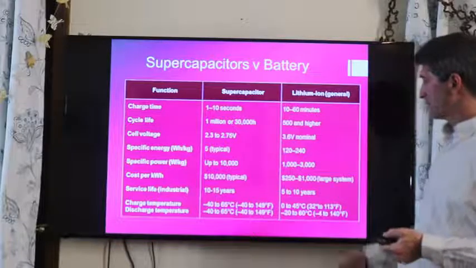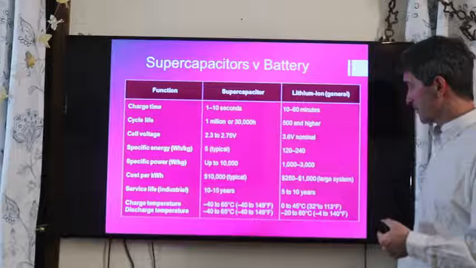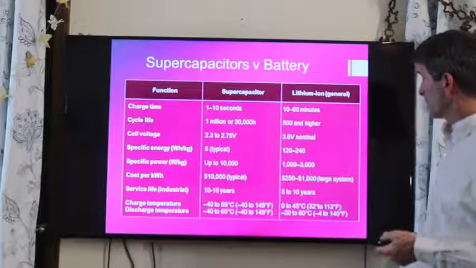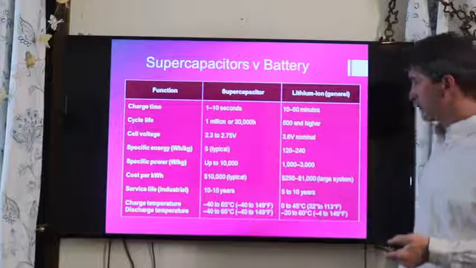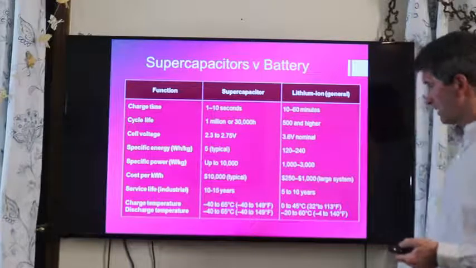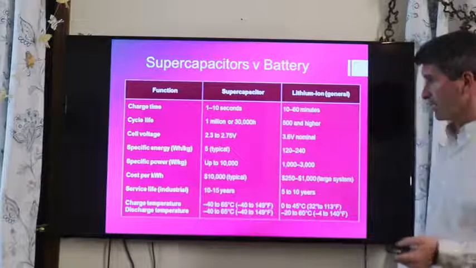Cost for a large system can be anywhere from $250 to about $1,000 per kilowatt hour, and usually we expect that they'll last somewhere between 5 and 10 years, depending on, again, the charge cycle.